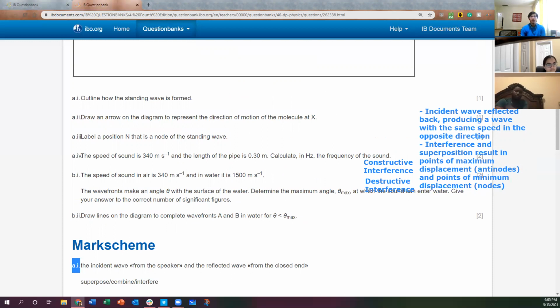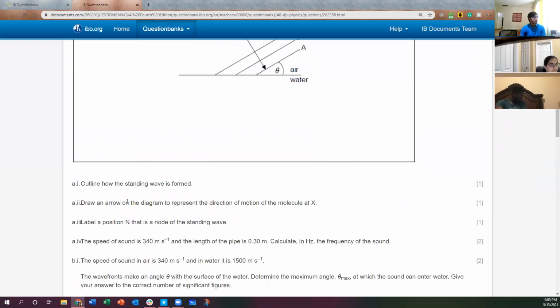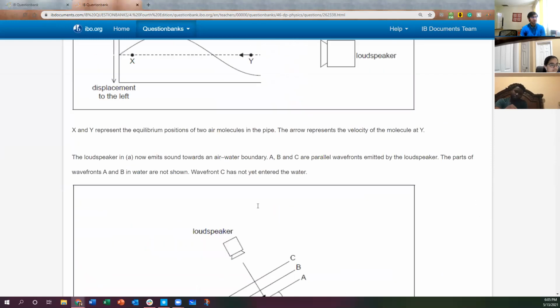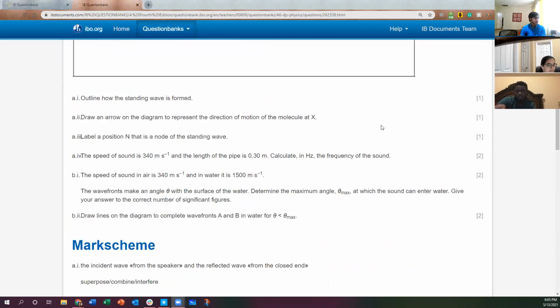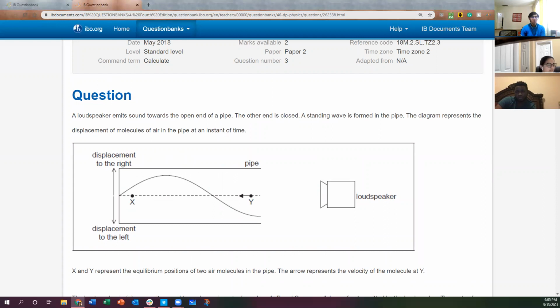Okay? All right. Now, draw an arrow on the diagram to represent the direction of the motion of the molecule at x. So CJ, here's a diagram that we looked at. So here's a loudspeaker, and it's a standing wave that's formed. It's a closed instrument. So at x the velocity is. It says draw an arrow to show the velocity of x. Is it velocity or displacement? Either way, it'll be the same direction. Direction of motion. Okay. So which way is x going to go? Is it going to go to the left or to the right?